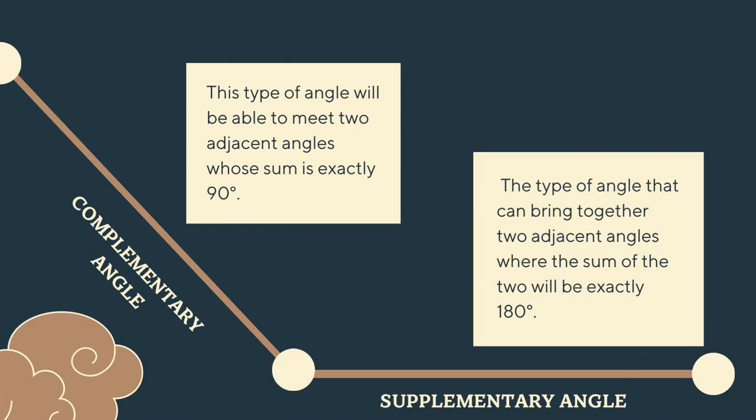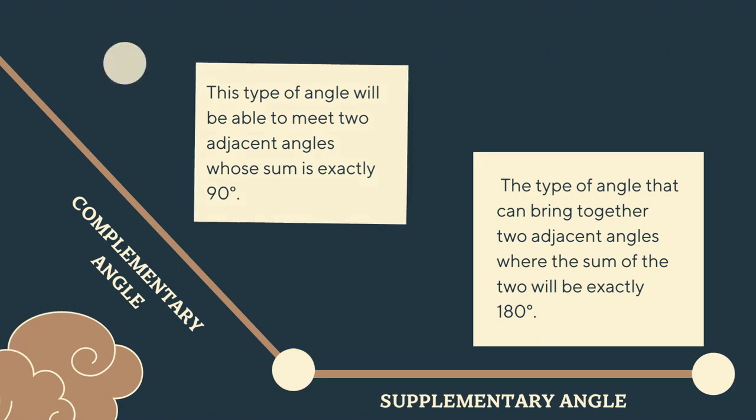3 is complementary angle. This type of angle will be able to meet two adjacent angles whose sum is exactly 90 degrees. Next is supplementary angle, the type of angle that can bring together two adjacent angles where the sum of the two will be exactly 180 degrees.